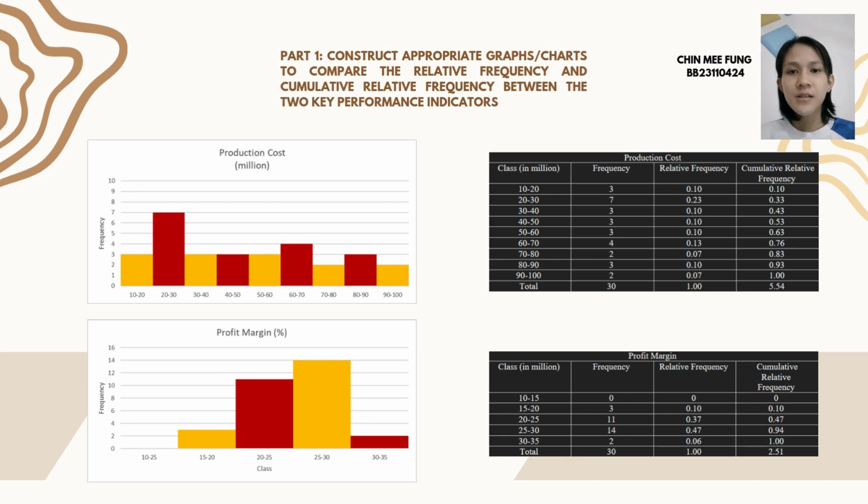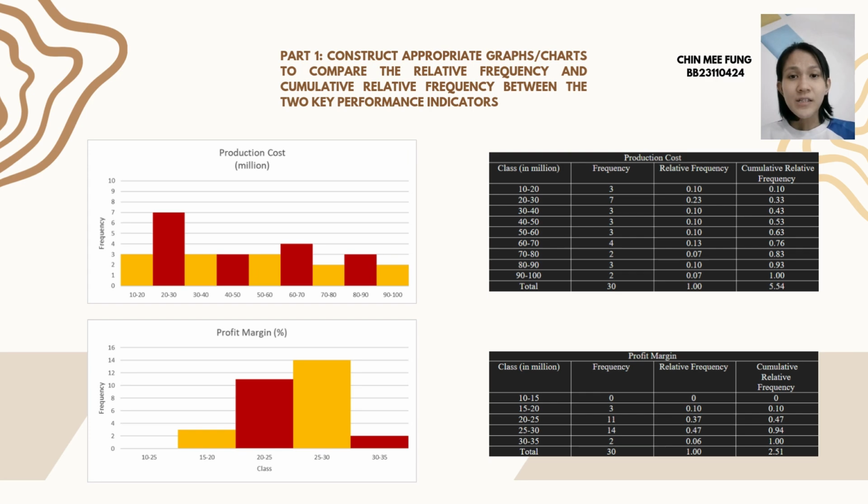The highest relative frequency for production cost is in the 30-30 range, which is 0.23, while the 70, 18, 19, 100 range are lower at 0.07. For profit margins, most of the data is concentrated in the 25 to 30 range, and the 30 to 35 range is relatively insignificant at 0.06.